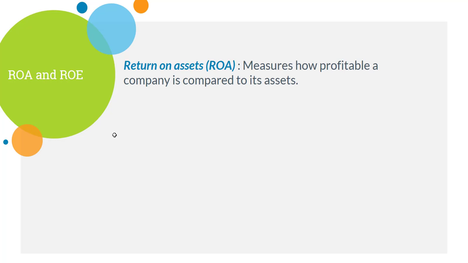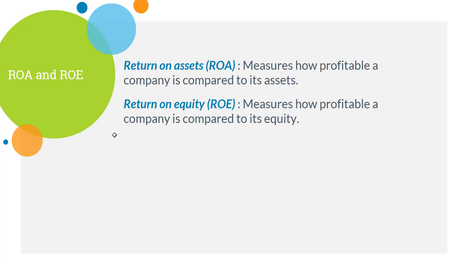The first is return on assets. Return on assets measures how profitable a company is compared to its assets. So if you have a bunch of assets and you are making tons of money, well then that's fantastic. That means you are using your assets wisely. So it's measuring how profitable a company is compared to its assets.